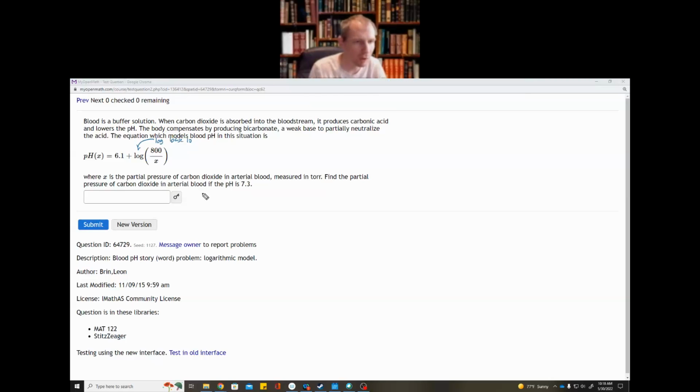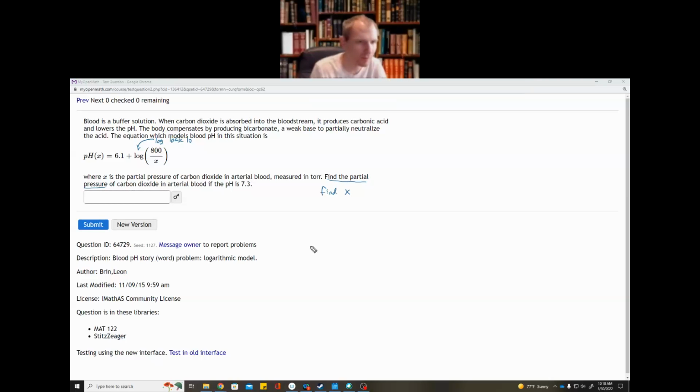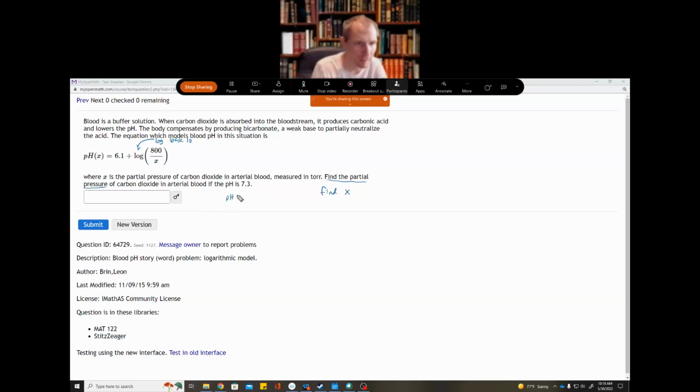So we have log base 10 of 800 over x, where x is the partial pressure of carbon dioxide in arterial blood, measured in torr. Find the partial pressure of carbon dioxide in the arterial blood if pH is 7.3. So x is this partial pressure, and it's saying find the partial pressure. So what we want to do is find x if the pH is 7.3.